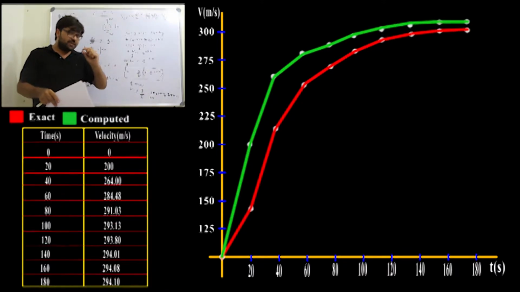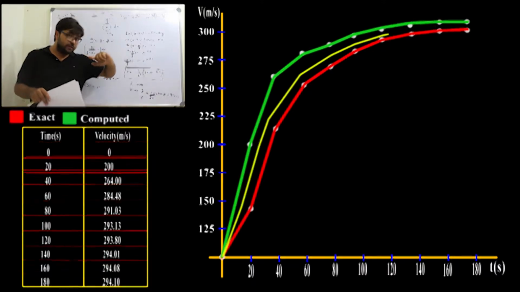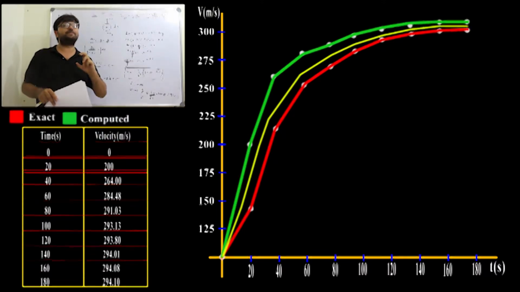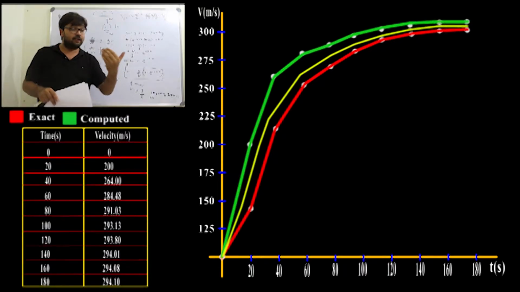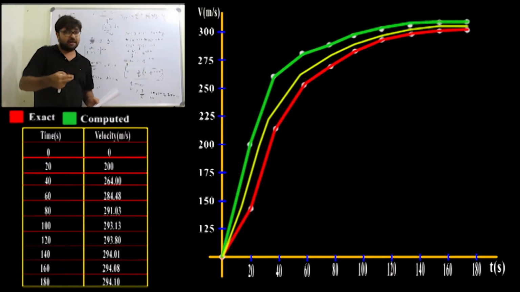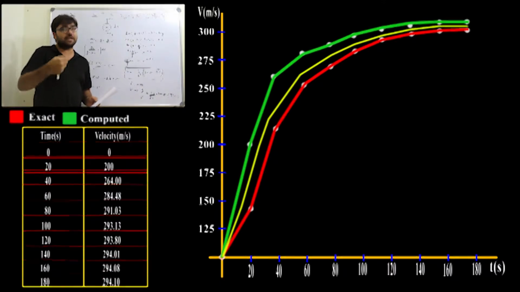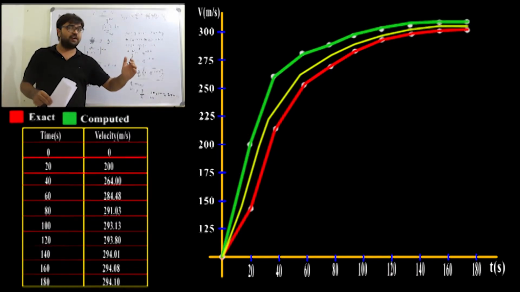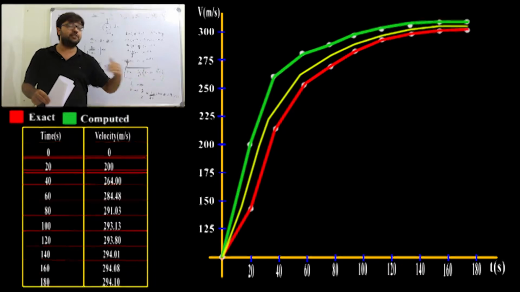So I told you, if you take smaller step sizes, if you take a step size of 10, the graph will be something like this, somewhere in between these two graphs. If you take a step size of 5, it will be again closer towards the exact graph, right? Whatever graph we got by exact values. Or if you take a step size of 2 seconds. If you keep on taking smaller step sizes, the curve that you will get will be closer towards the exact solution. So you understand, this gap is your error.